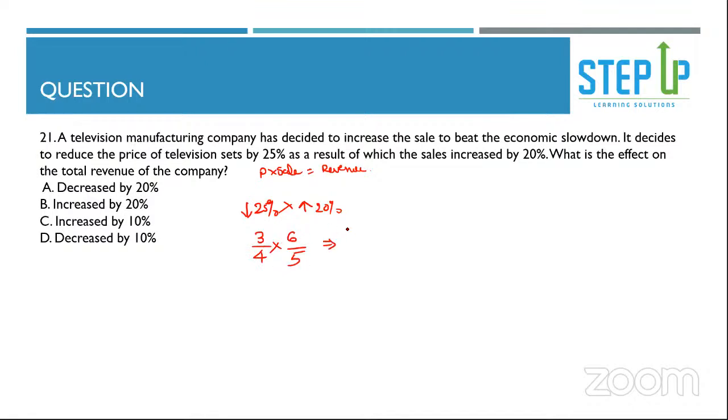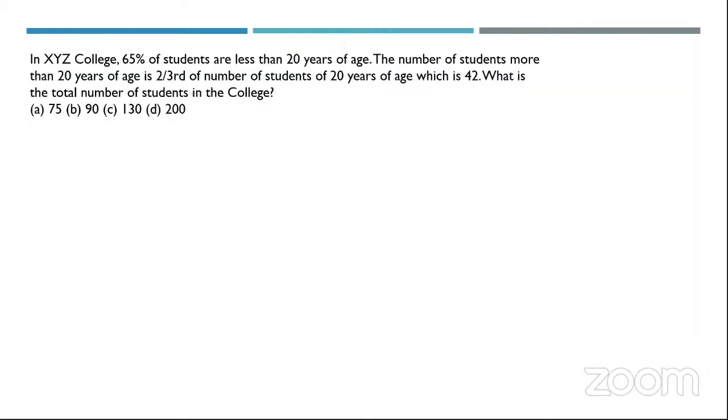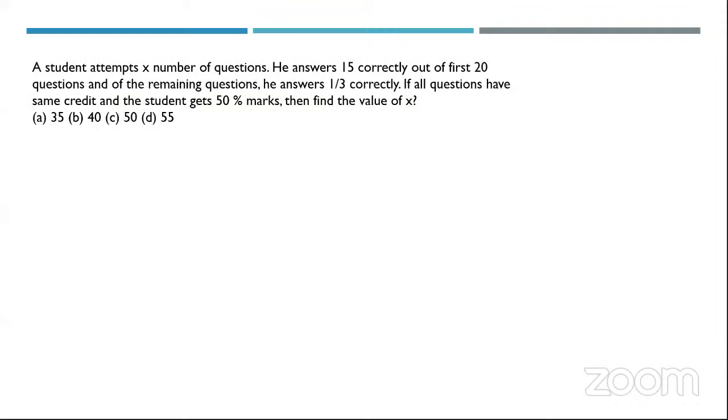So 4 into 5, 20, 18 by 20. I need to multiply by 5. So 18 into 5 is 90. 100 became 90. It means that decreased by 10%. Right. That's clear, I hope. Yes, Sabyasachi, that's clear. That's the correct answer. Okay. Yeah, go for this question first.